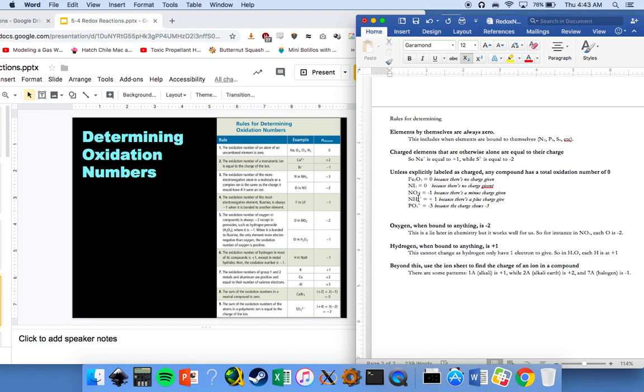Occasionally that's not enough and you need to use an ion sheet, although frankly in this class, if you know oxygen is -2, hydrogen's +1, and things are equal to 0 or their charge, you're pretty much good. And I gave you these rules for determining on the back of your notes today if you need them. Okay, let's come over here.